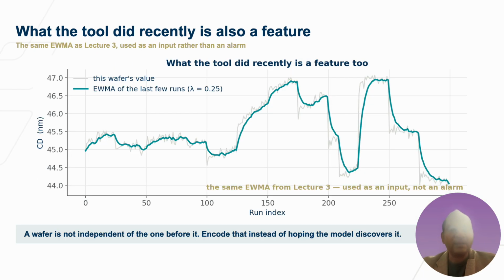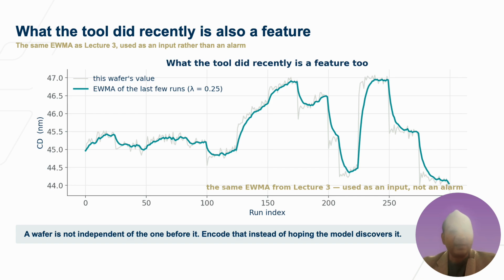One more family, and it is a callback. A wafer is not independent of the wafer before it. The chamber that ran the last 5 wafers is the chamber running this one, and its state carries over. So encode recent history. The gray line is the individual value and the teal line is the EWMA over the last few runs with a lambda of 0.25.